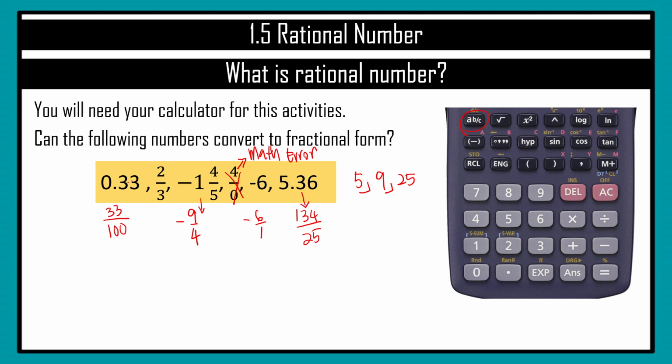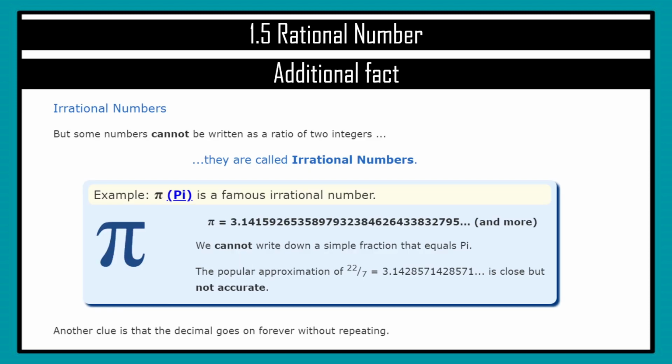So most of the numbers here can be converted into fractional form. However, there is only one number that we cannot convert because in a fraction the denominator cannot be 0, so that one is not a fraction. Most of the numbers can be written in fractional form, but some numbers cannot be written as a ratio or fraction. These numbers are called irrational numbers.